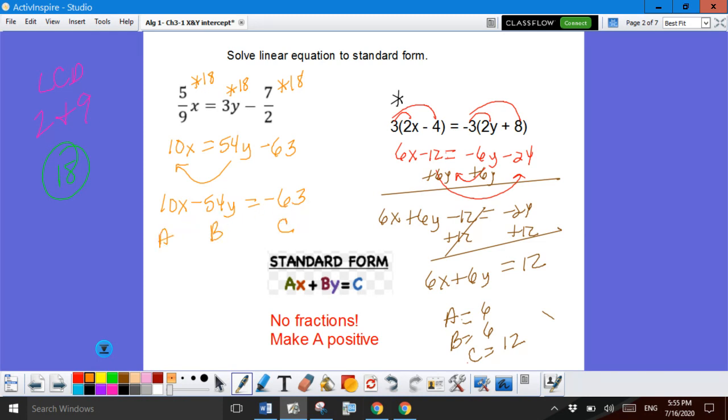And A is positive on all of these, so I don't have to worry about changing the sign by multiplying by a negative 1 at this point, because everything is positive. It's good to go. Okay, so again, standard form is essential when we're finding x and y intercepts.